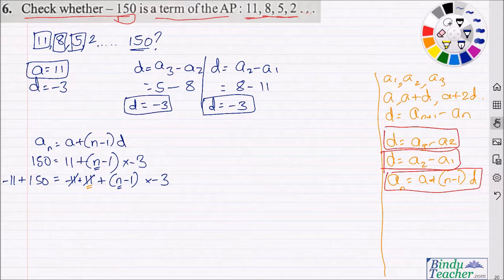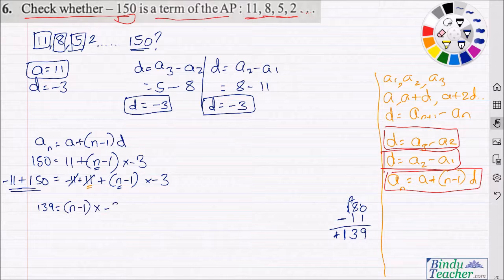Okay, let's write the next steps. So now let's calculate 150 minus 11, which is 139. But just to be sure, we have 10 here, 10 minus 1 equal to 9. Then we have 4 here, 4 minus 1 equal to 3, and then we have 1. So minus 139. I'm sorry, it is plus 139. So 139 equals n minus 1 into minus 3.